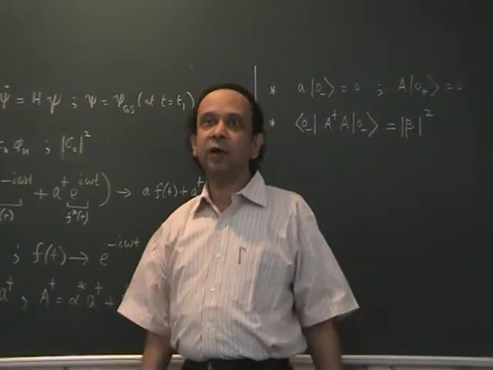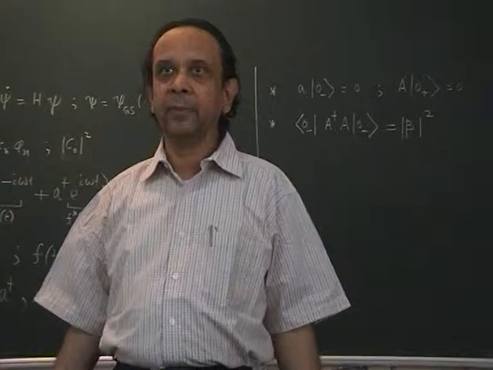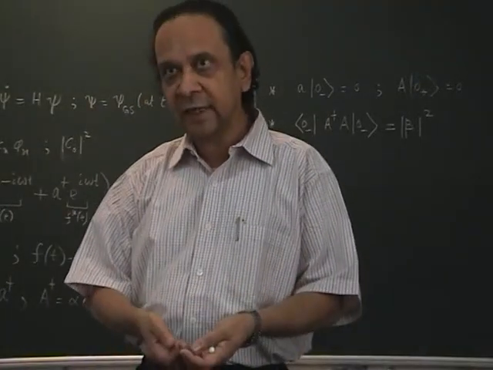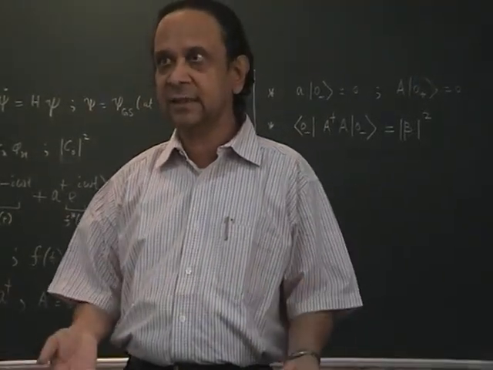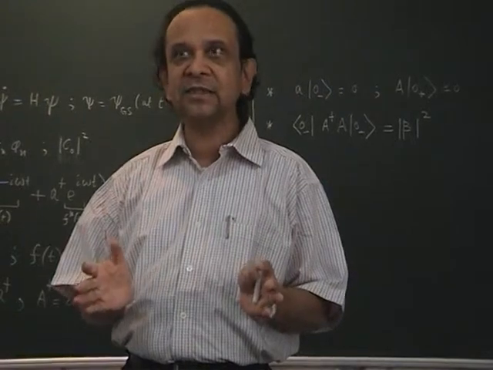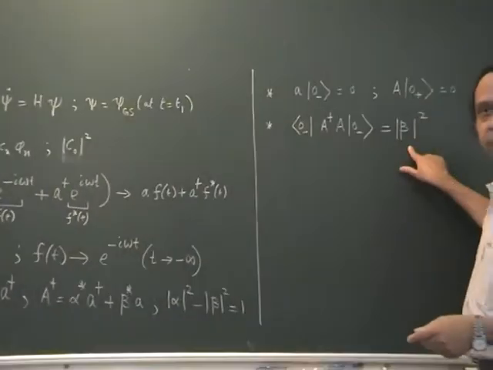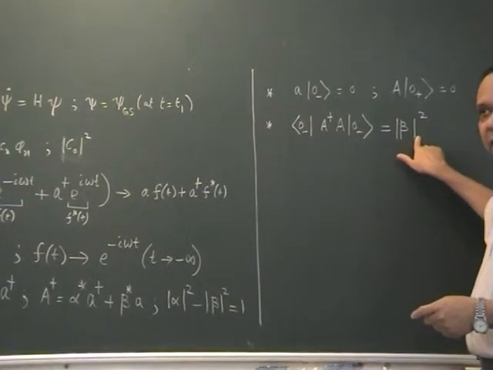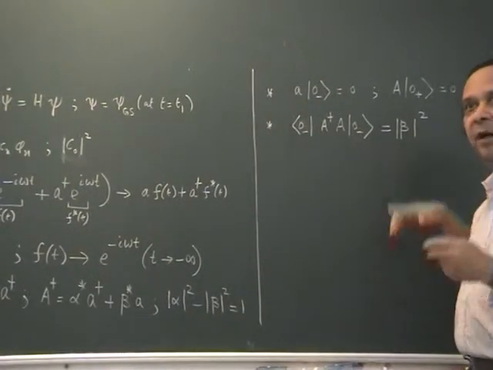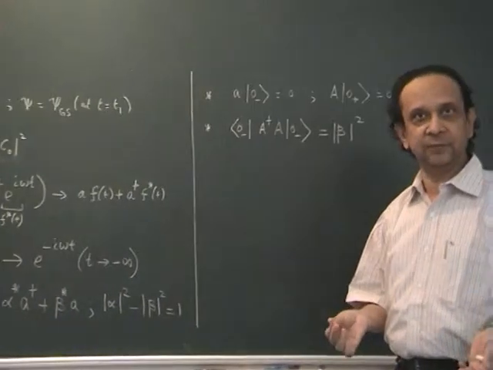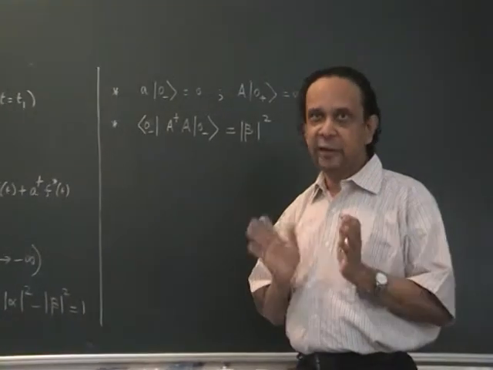Now you can say, okay, how many particles have I got? Well, I want to know how many particles I have got in the state in which the system is. The state in which the system is never changes in the Heisenberg picture. So you compute this quantity, and you will find that the number of particles is not zero. So the particles have been produced in this process. Okay? So this is the way you work.